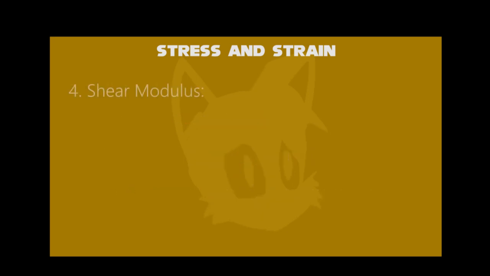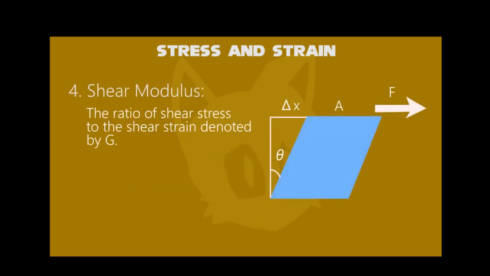And finally, the shear modulus is defined as the ratio of shear stress to the shear strain, depending on its angle theta. We can denote it as G. We can write G equals F by A divided by delta X over L, which is tan theta. Then it is also equal to FL over A delta X, where delta X is the transverse displacement.